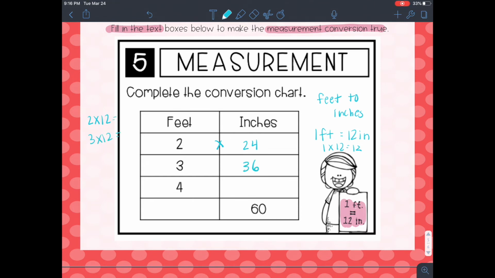I can do the same thing with 3 feet. I would do 3 times 12, which is 36. Go ahead and try to fill in the rest of the T-chart. For the next one, I'm going from inches to feet. When I was going from feet to inches, I was multiplying. Now I'm going to go from inches to feet. I'm going to have to divide.